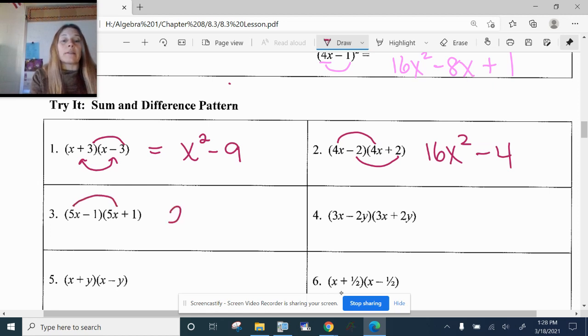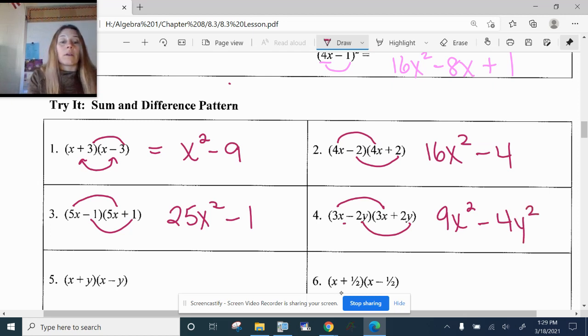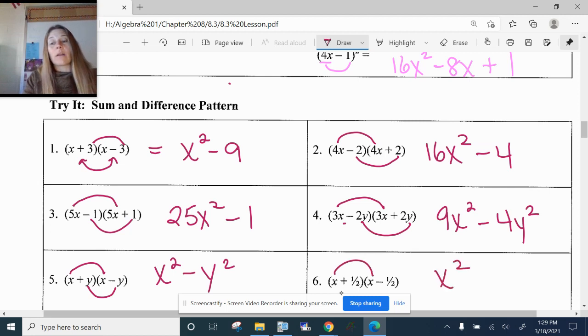5x times 5x, 25x squared. Negative 1 times positive 1 is negative 1. Here, again, there's opposite signs, so all I have to do is the first and the last. 3x times 3x is 9x squared. Negative 2y times positive 2y is negative 4y squared. X times x is x squared. Negative y times positive y is negative y squared. X times x is x squared. And negative 1/2 times positive 1/2 is negative, and that would actually be 1/4.